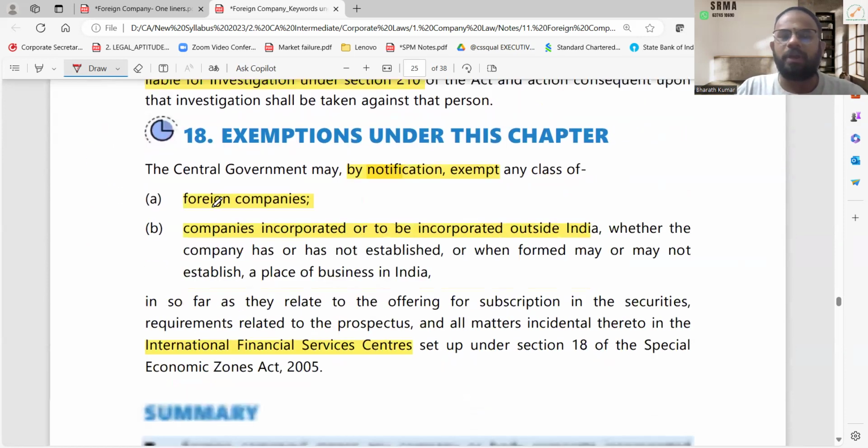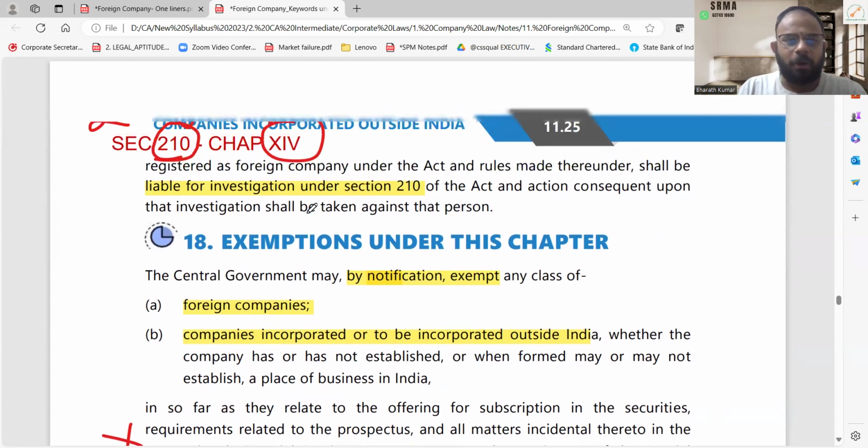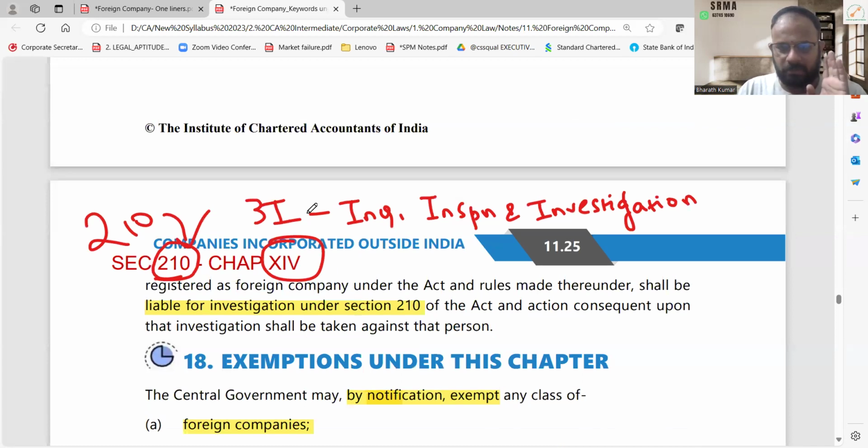That's all. Exemption. Who can give exemption? Central government can give exemption. Generally, who will be exempt? IFSC will be exempt as per SEZ, which we already know. That is all there for this particular chapter.